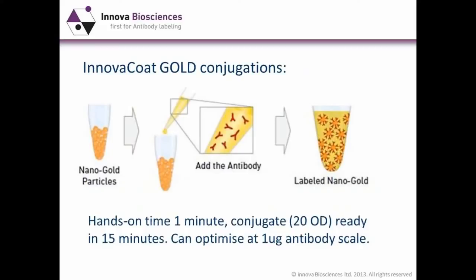So we can provide this material in kit form with freeze-dried gold nanoparticles with all the chemicals that you need to carry out a successful conjugation. The only task really is to add the antibody, and the rest takes care of itself. So the hands-on time for this procedure is 1 minute, and the conjugate, which is 20 OD, is ready to use in 15 minutes. And you can do this on a really small scale or a large scale, so you can do optimizations, for example, at 1 microgram scale.